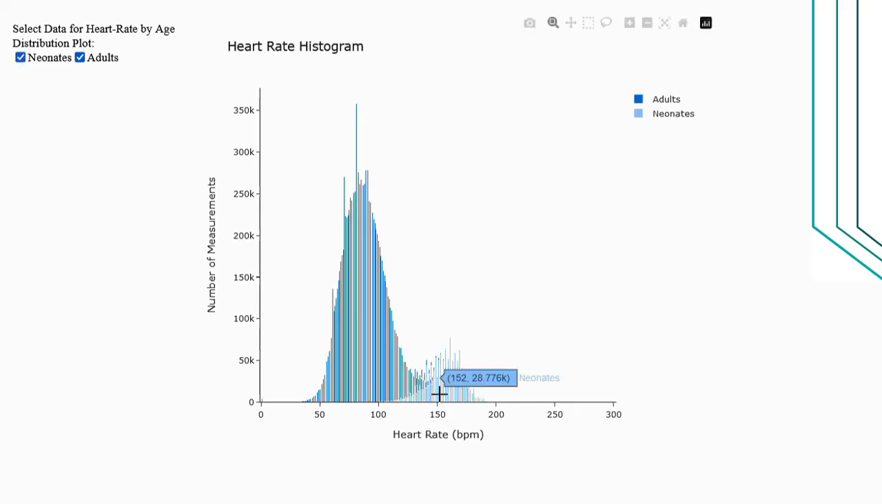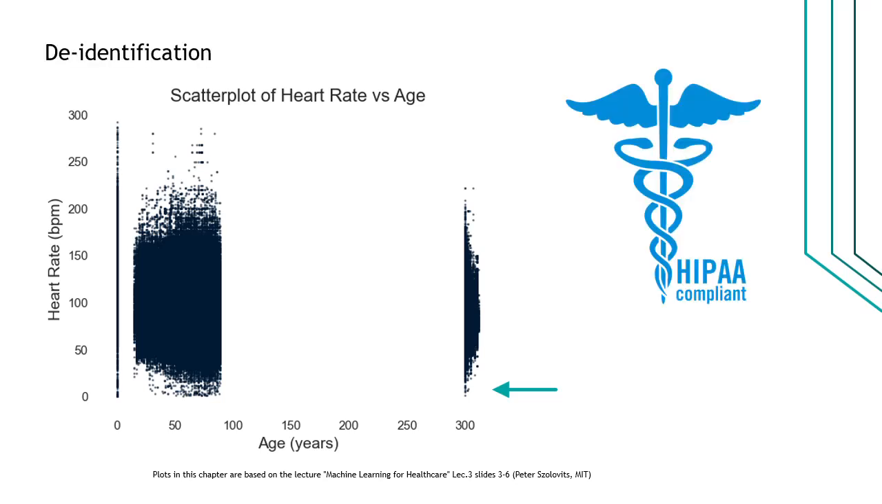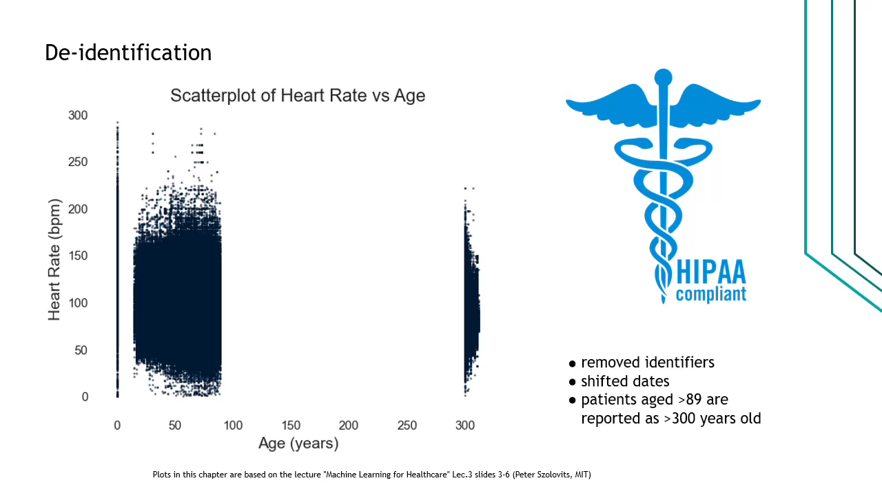To further illustrate, this figure shows the heart rate plotted against the patient age. But what's this, patients over 300 years old? This is due to de-identification measures in line with the Health Insurance Portability and Accountability Act. In addition to removing identifiers like names and addresses, dates were randomly shifted in a manner to preserve intervals while obscuring characteristics like birth and death dates.